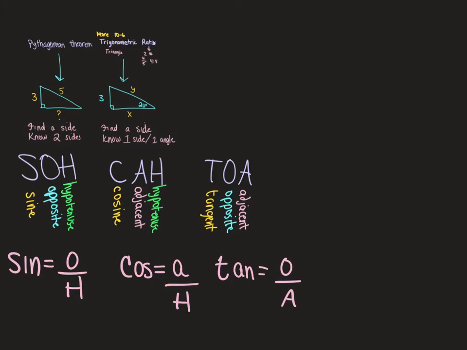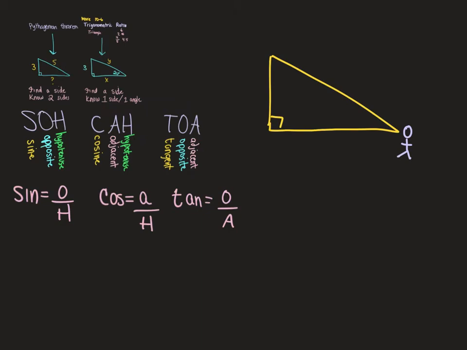Ratios are often written as fractions, so that's what I'm going to do here. I'm going to say that the sine is opposite over hypotenuse. Cosine, this is the button you're going to push, is adjacent over hypotenuse. And tangent is opposite over adjacent. So I think what we need to talk about is the opposite and adjacent words.